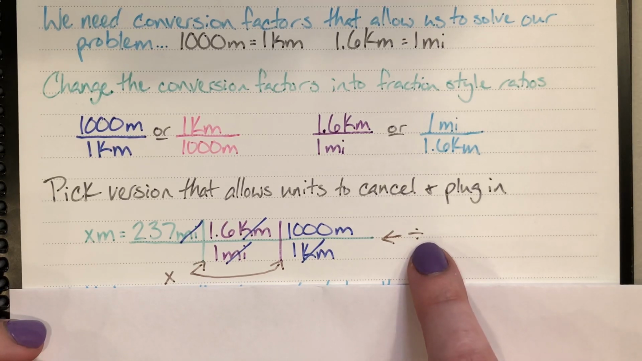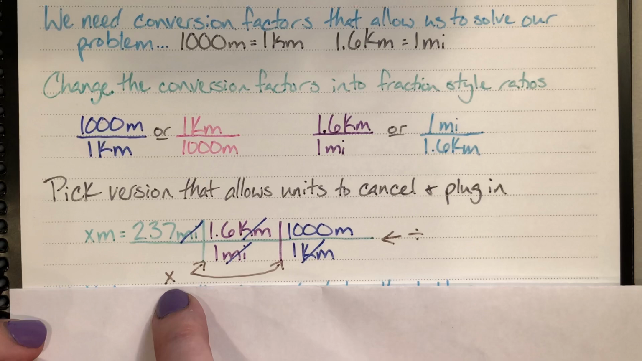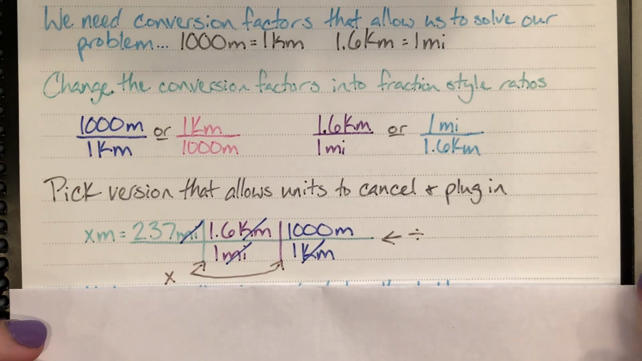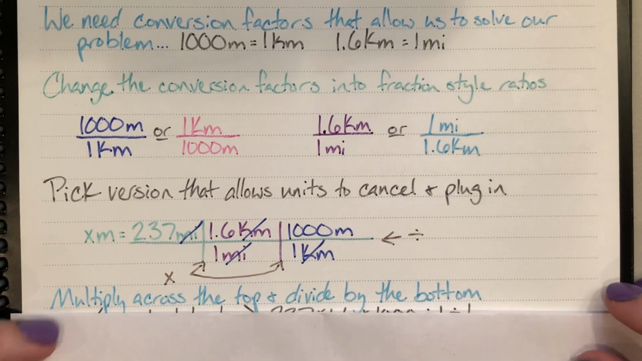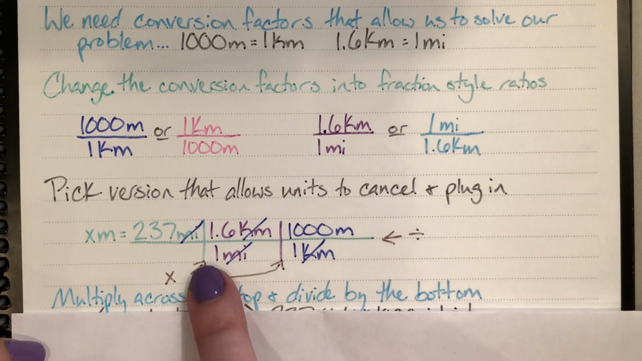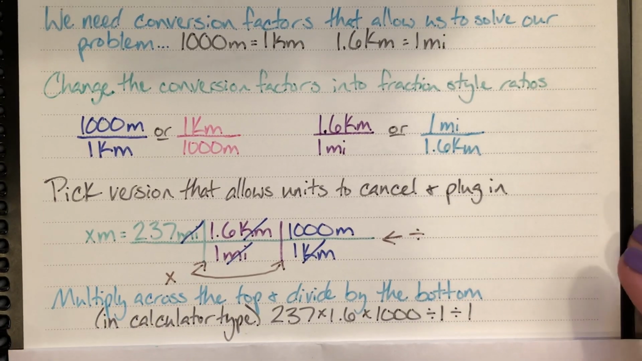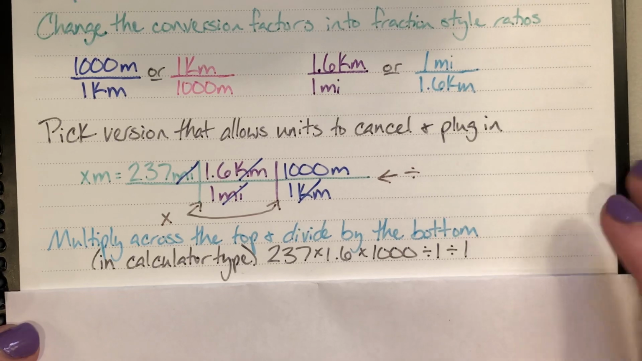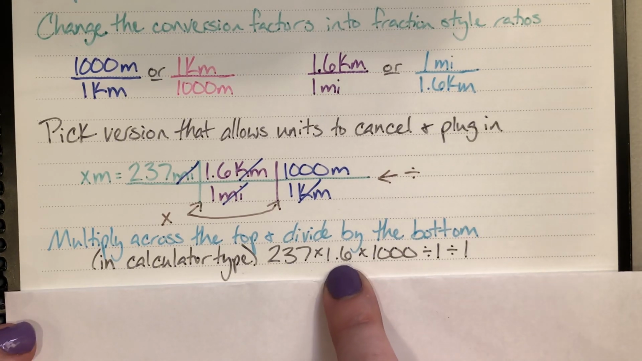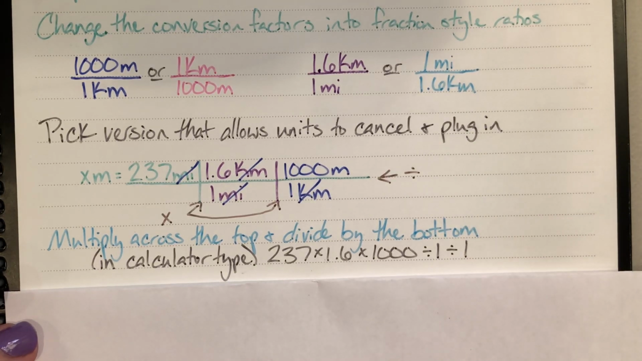Well, what's the opposite of divide? Multiply. What's the opposite of horizontal? Vertical. So my vertical lines in between here are representing my multiplication between the conversion factors. This means I'm just going to have to multiply across the top of my dimensional analysis, and I will divide by the bottom. So in the calculator, I would type 237 times 1.6 times 1,000, and then I'm going to divide by everything on the bottom.